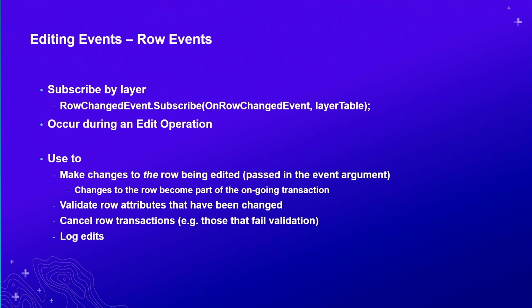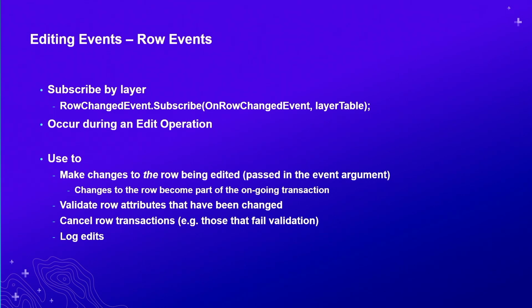Another use for it is logging edits. People like to record changes that have been made to their data. So we can certainly set up to do that through the row events. You notice in the previous example I used a chained operation to do that. Narelle's going to show an example of where we use a row event to actually do that.